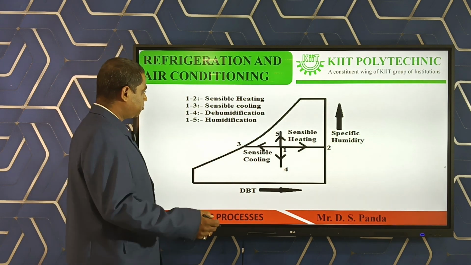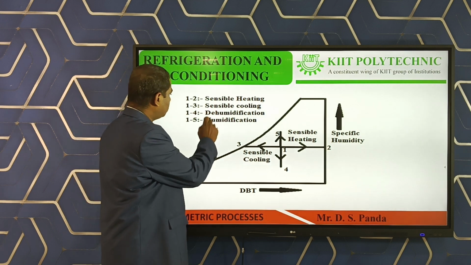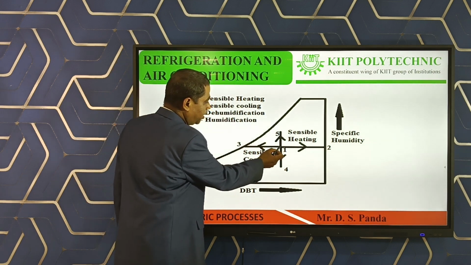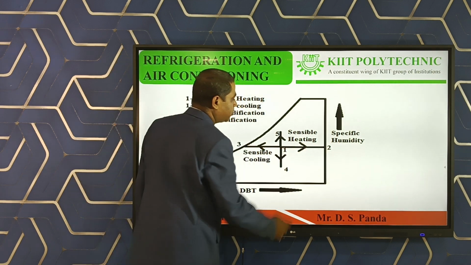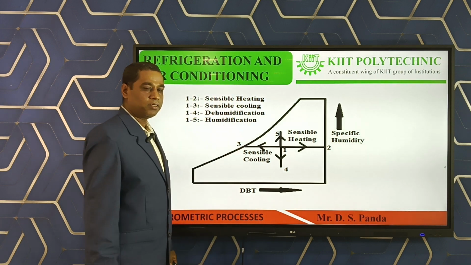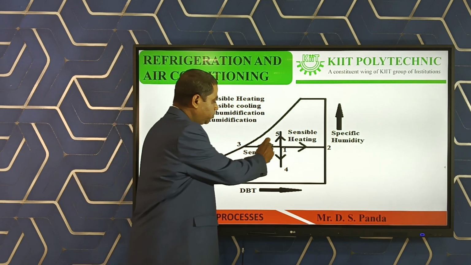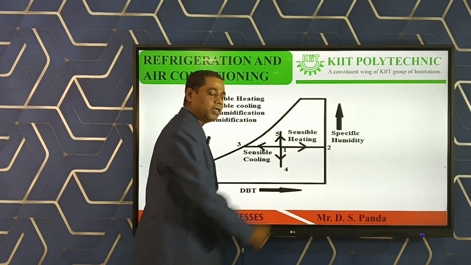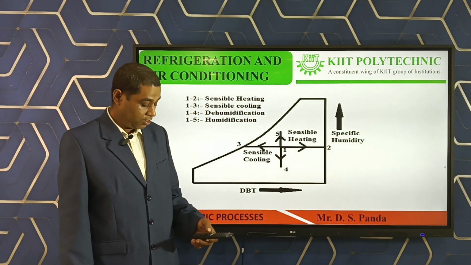And this graph shows 1 to 2. This is the initial state of air 1 and this is the final state of air 2, that is sensible heating. Without changing the specific humidity, increasing the dry bulb temperature, that is sensible heating.